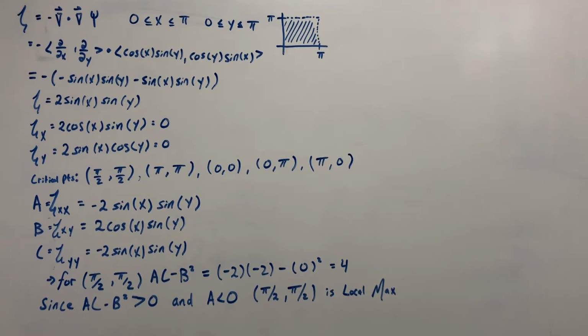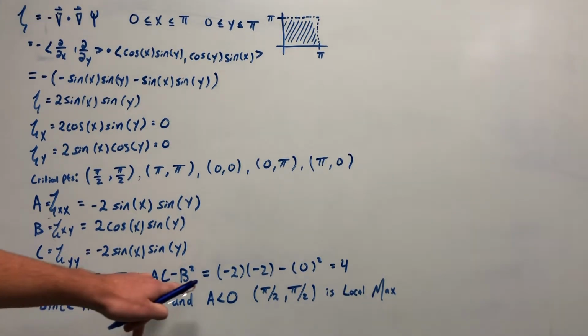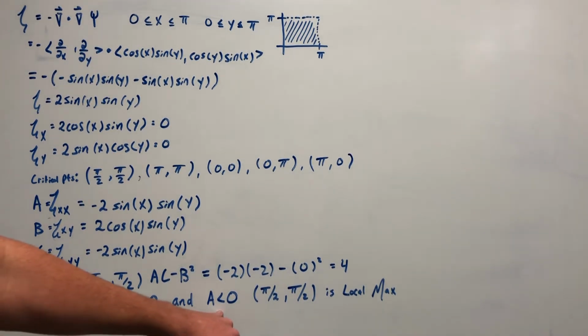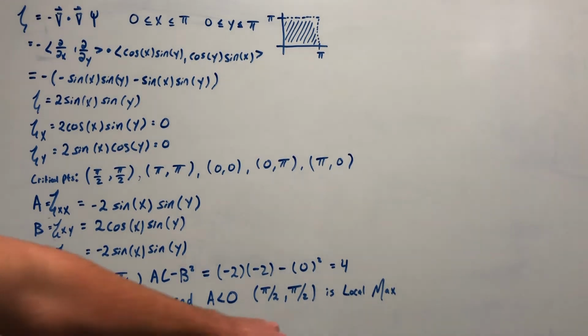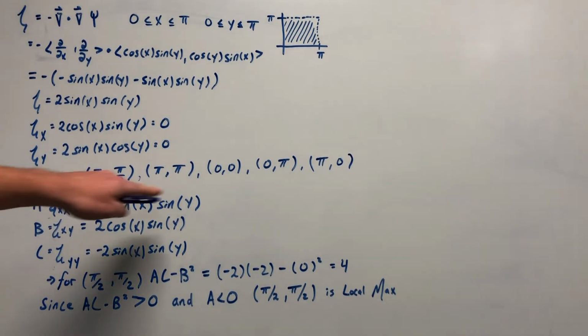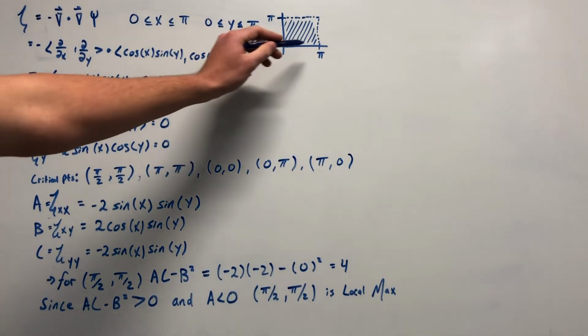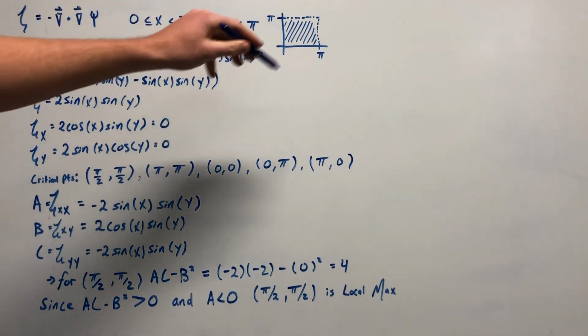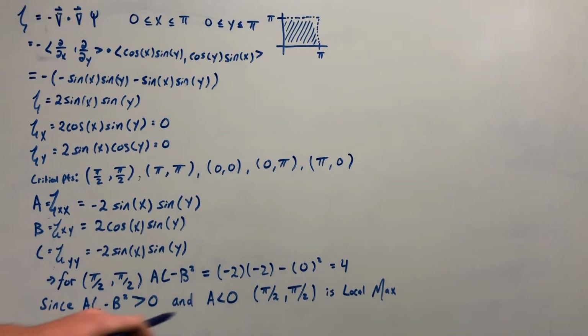Next, we calculated A, B, and C for the vorticity function, as you can see here. And then using AC minus B squared, trying pi over 2 and pi over 2, we get that AC minus B squared is equal to 4, which is greater than 0. And also, calculating A, we saw that it was less than 0. This tells us that pi over 2 and pi over 2 is a local maximum. Trying all of these values and also anywhere else on the boundary gave us that the vorticity was equal to 0. So that tells us that anywhere on the boundary there is a minimum, and at pi over 2 and pi over 2, which is the center, we have a maximum.